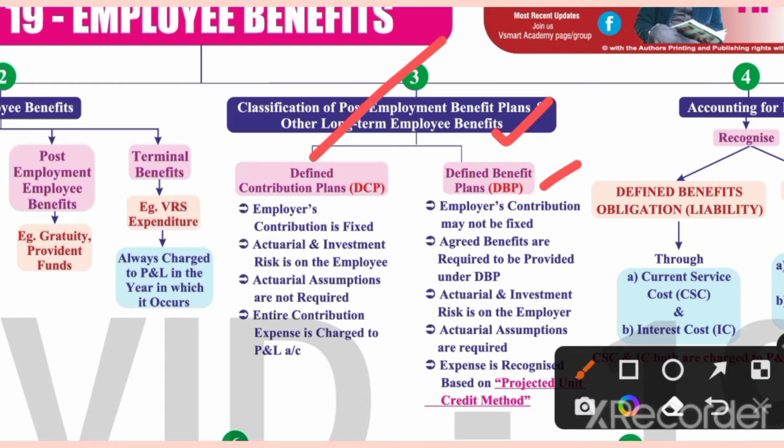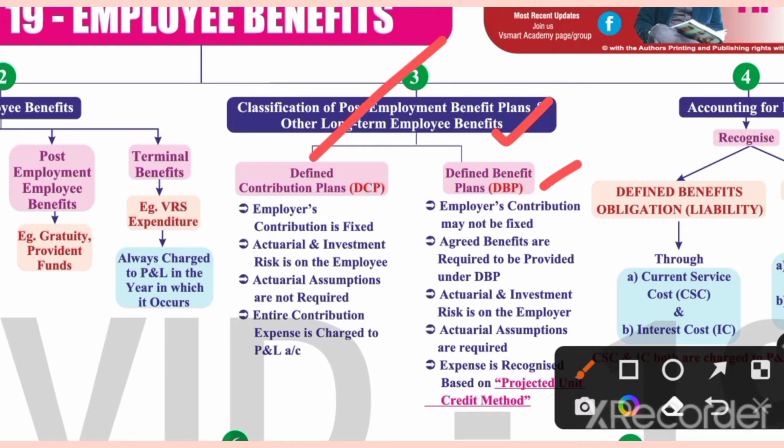Under a defined benefit plan, the employer has to pay whatever expenses are incurred by the employee. For example, if the employee incurs some medical expenses, the employer has to pay an amount equal to the expenses incurred. That is called the defined benefit plan. Irrespective of the contribution, he has to pay the entire expenses of the employee.